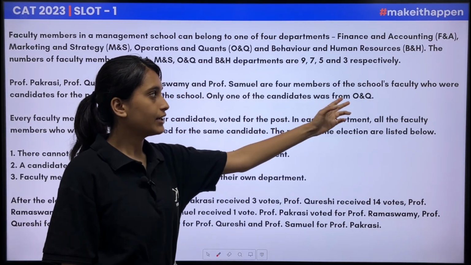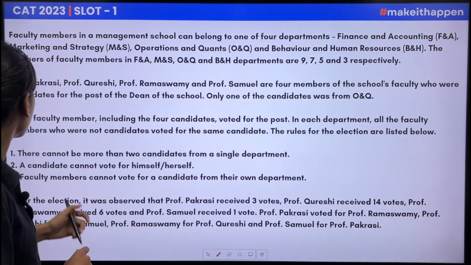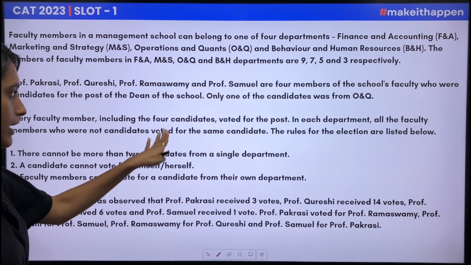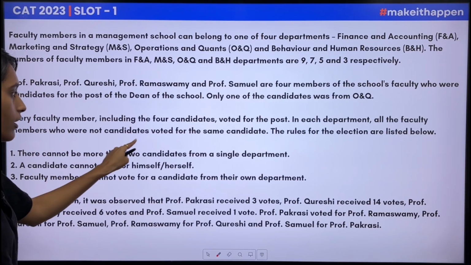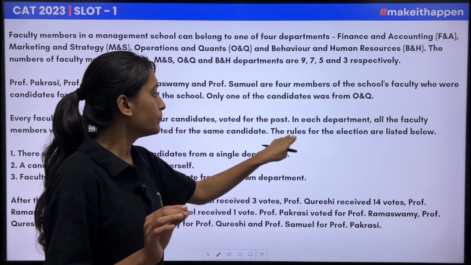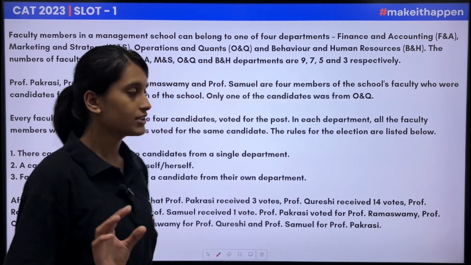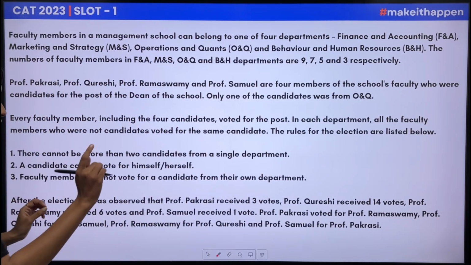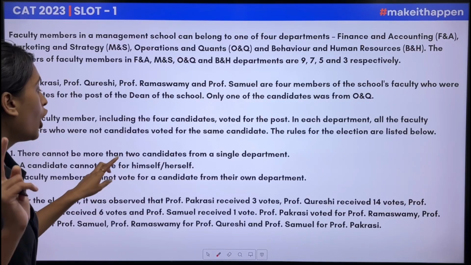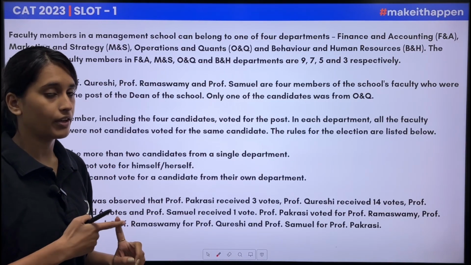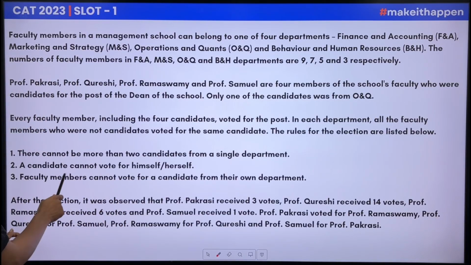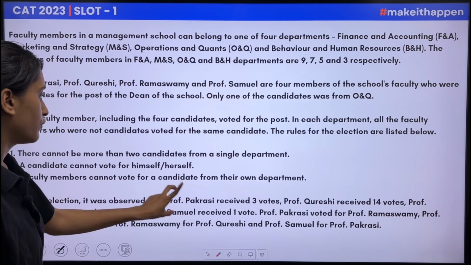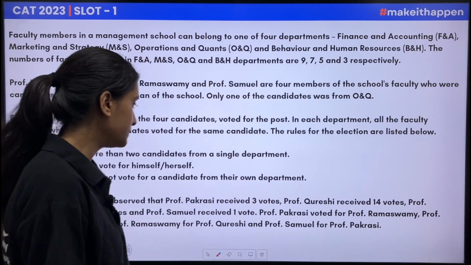Only one of the candidates was from O and Q. Every faculty member, including the four candidates, voted for the post. In each department, all the faculty members who were not candidates voted for the same candidate. The rules for the elections are listed below. There cannot be more than two candidates from a single department. So if there is one department, there can be only two candidates from that department. A candidate cannot vote for himself or herself. Faculty members cannot vote for a candidate from their own department.